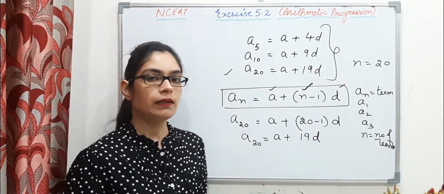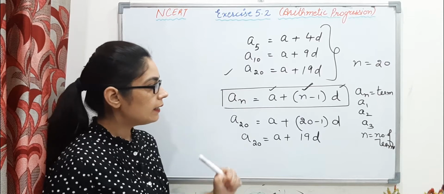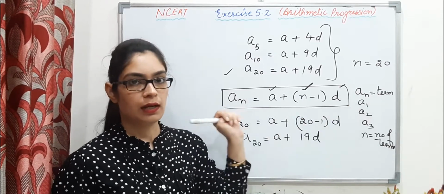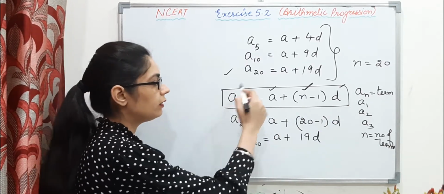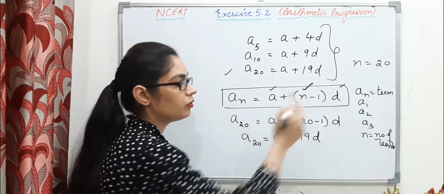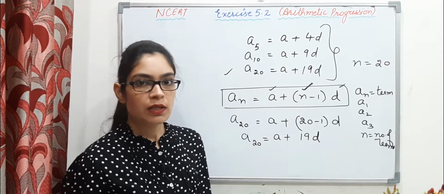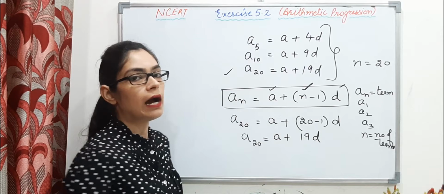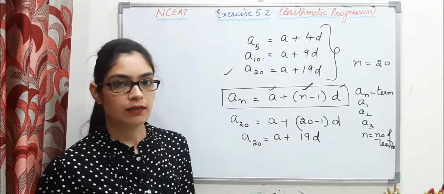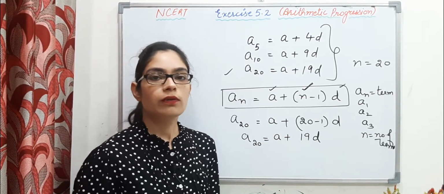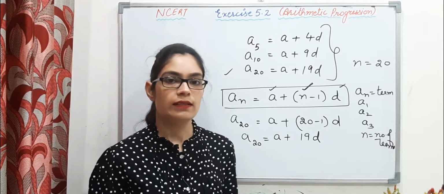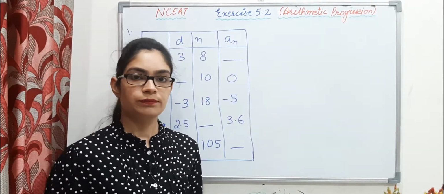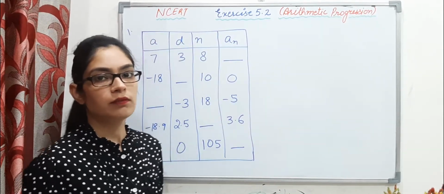And one more thing here, from this formula, see here 1, 2, 3, 4, there are 4 different things. So if any 3 things are given to us, then the fourth thing we can find. Same thing we are going to do in the first question of exercise 5.2. So let's start the first question of the exercise.